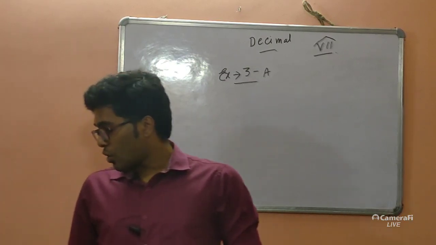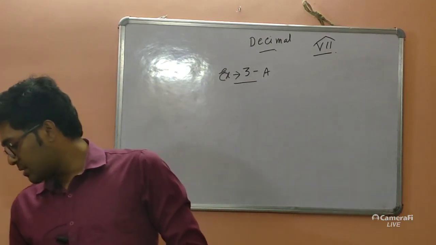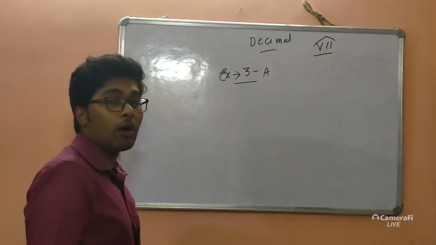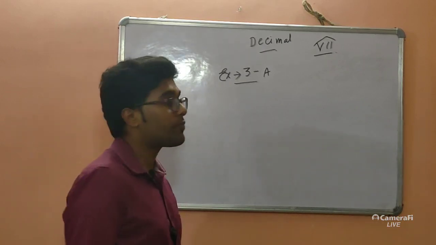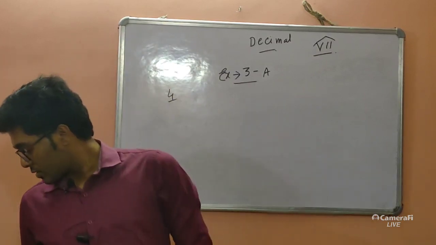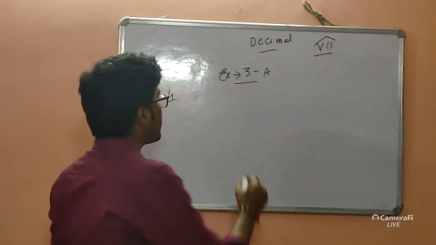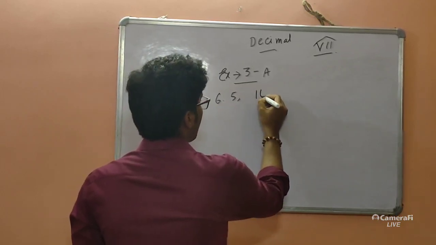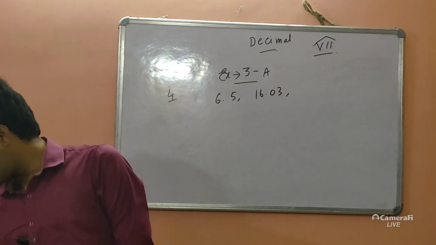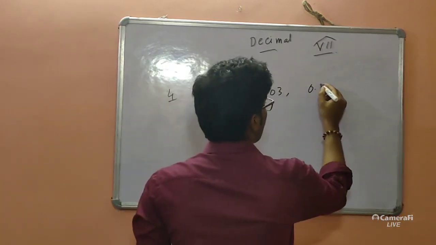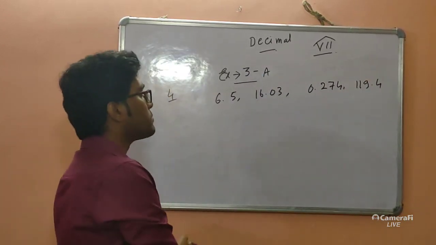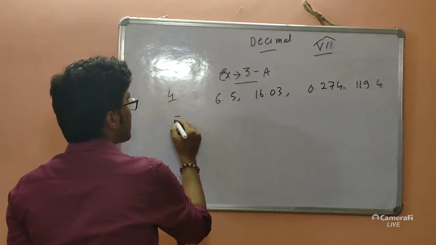Question number 4 says, convert each of the following into like decimals. I've already discussed in our previous class what is like decimal and how to convert it. Let us do that. Question number 4. The numbers are 6.5, 16.03, and then we have 0.274, 119.4. Okay. So how to convert them into like decimals?